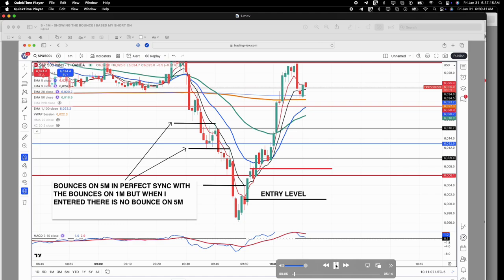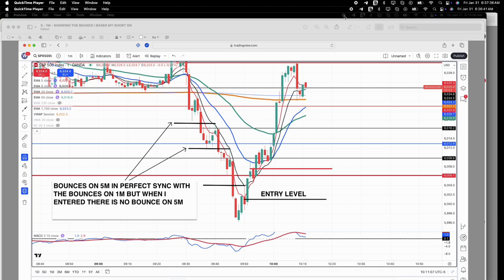I trade bounces of the EMAs along the trend. My main chart for doing this is the 5-minute chart, SPX 500 on 5-minute chart.